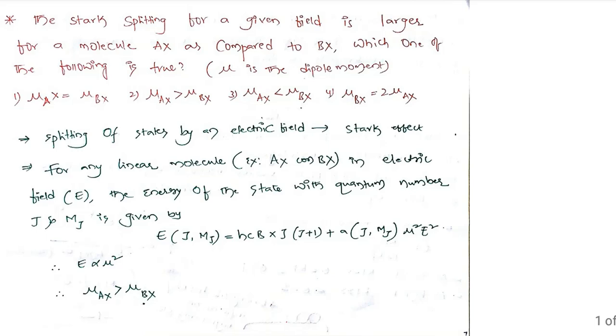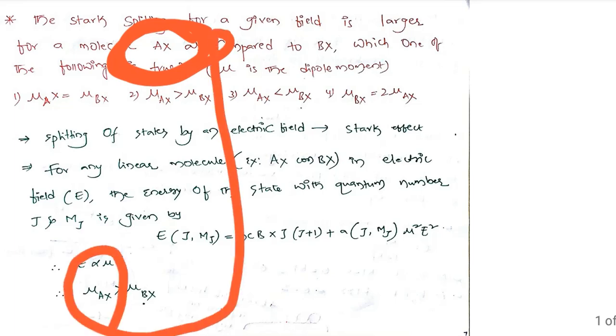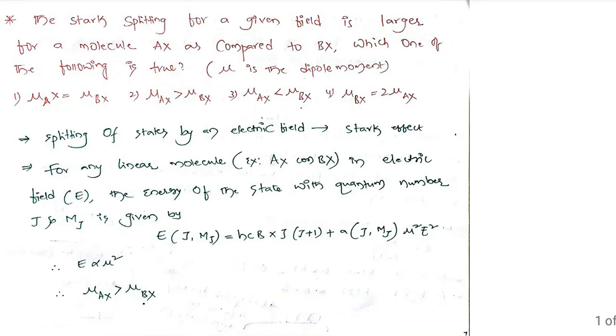So from this you can see E is directly proportional to mu square. That means whenever energy is more, mu is more. So here the Stark splitting for a given field is larger for molecule AX. That is, energy is more for AX, that's why mu of AX is greater than mu of BX.